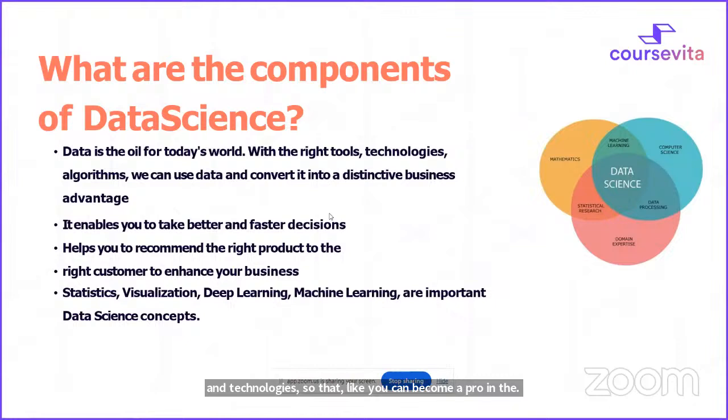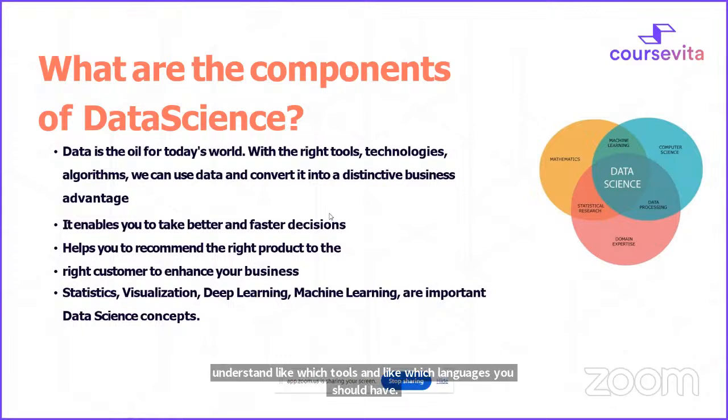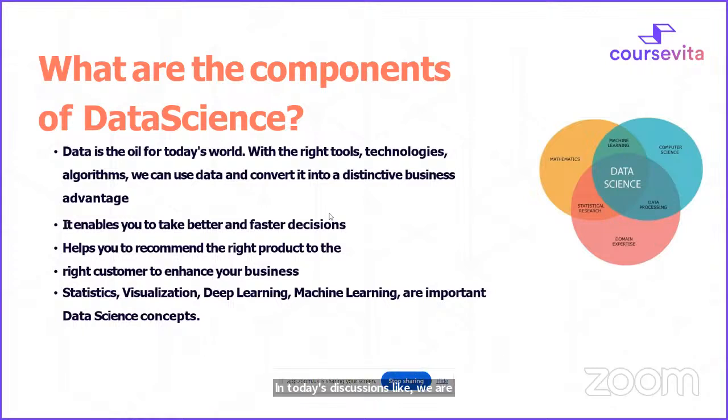So for that, let's see one by one where you can understand which tools and which languages you should have. So in today's discussion, we are trying to understand a data science roadmap. It has mainly four types of stages. Let's say first is data collection, then analysis, modeling, and communication.